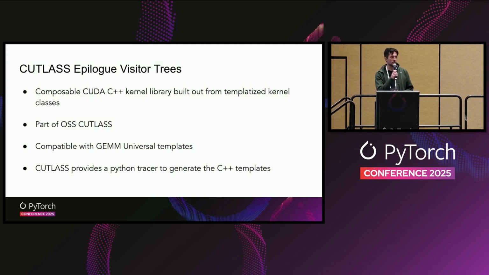And this is all open source, so it was really easy to see the code and extend it if we needed to. In addition to the Epilogue Visitor Tree API, CUTLASS also provided a Python tracer to generate the C++ templates. TorchInductor is already good at generating Python because we generate the Triton ops, so this was an easy extension compared to generating C++.